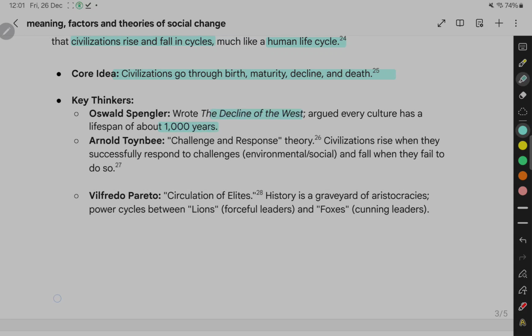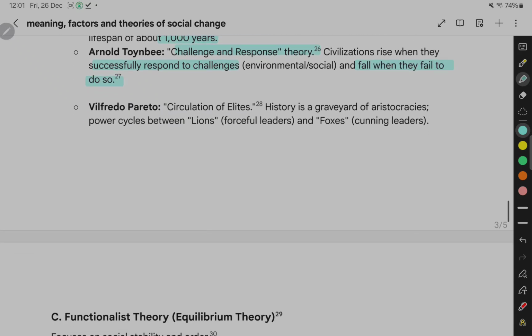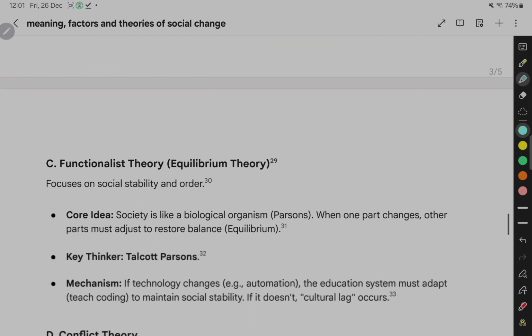Arnold Toynbee, challenge and response theory: civilizations rise when they successfully respond to challenges, environmental and social, and fall when they fail to do so. Vilfredo Pareto, circulation of elites: history is a graveyard of aristocracies. Power cycles between lions, forceful leaders, and foxes, cunning leaders.